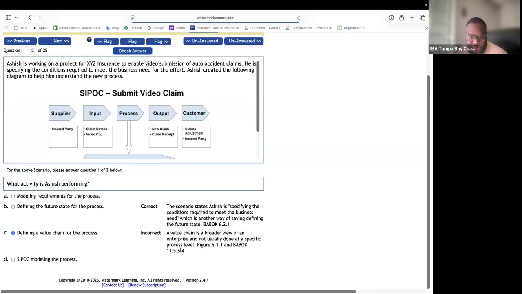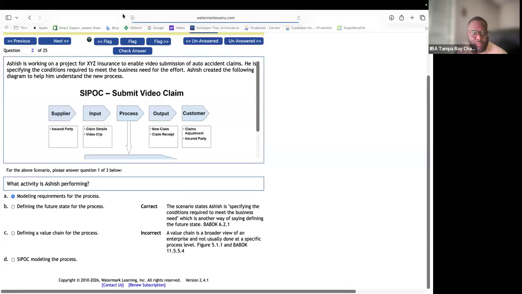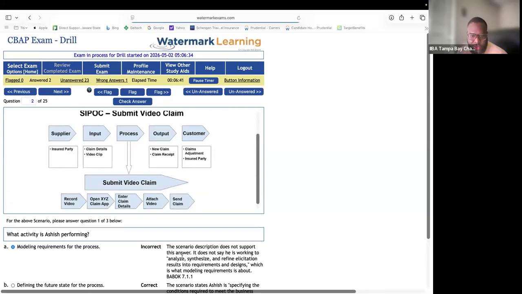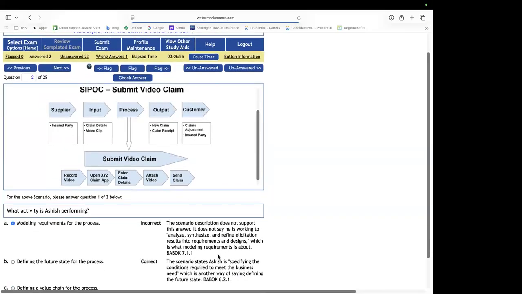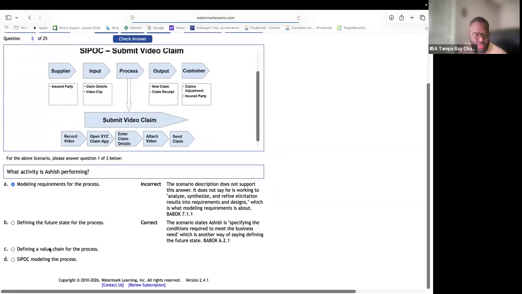Let's see how we can... Kosi, can we also look at the option one, the modeling requirements for the process? Absolutely. The scenario description does not support this answer. It does not say he's working to analyze, synthesize, or refine elicitation results into requirements and designs, which is what modeling requirements is about. Okay, thank you. No problem. So we choose C, right?